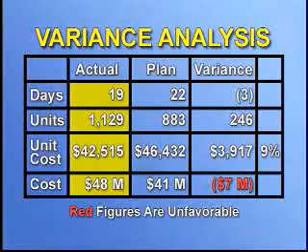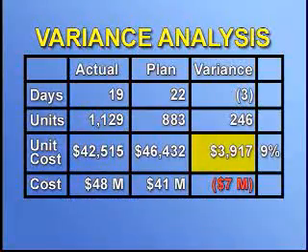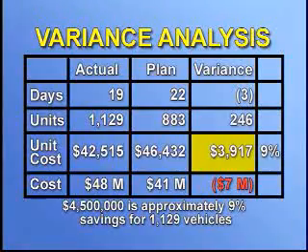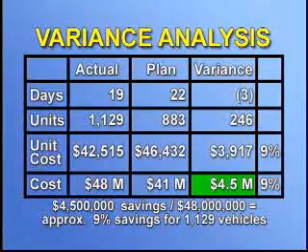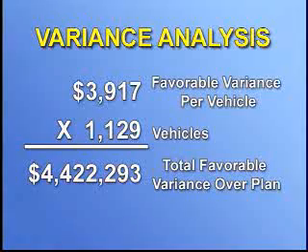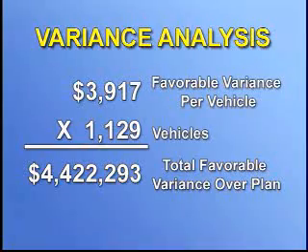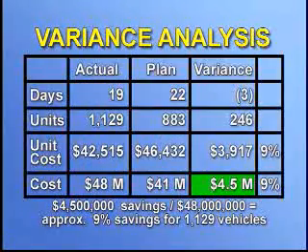We see that 1,129 trucks produced in 19 days at a cost of $48 million shows an average actual cost of $42,515 per vehicle. That is a favorable variance of $3,917 per vehicle, approximately a 9% savings. So, rather than being a $7 million unfavorable variance, it is actually a $4.5 million savings. Using the standard costing system provides the tool to quickly and accurately reach this conclusion, and it enables managers to make quick and accurate production decisions.